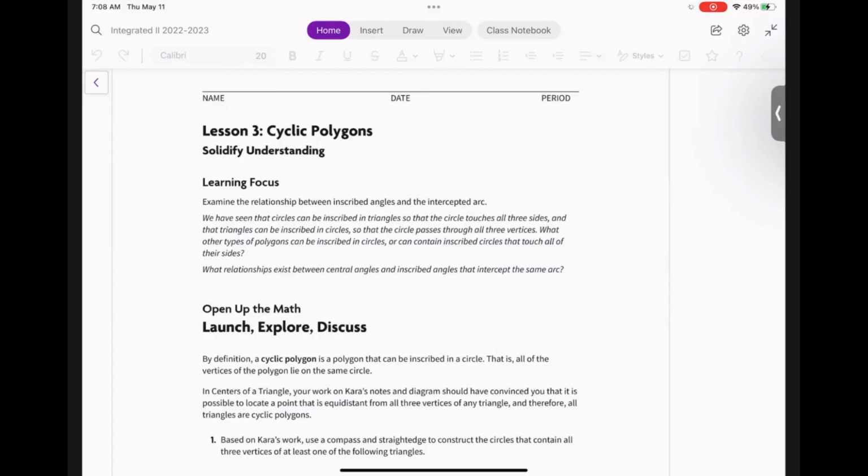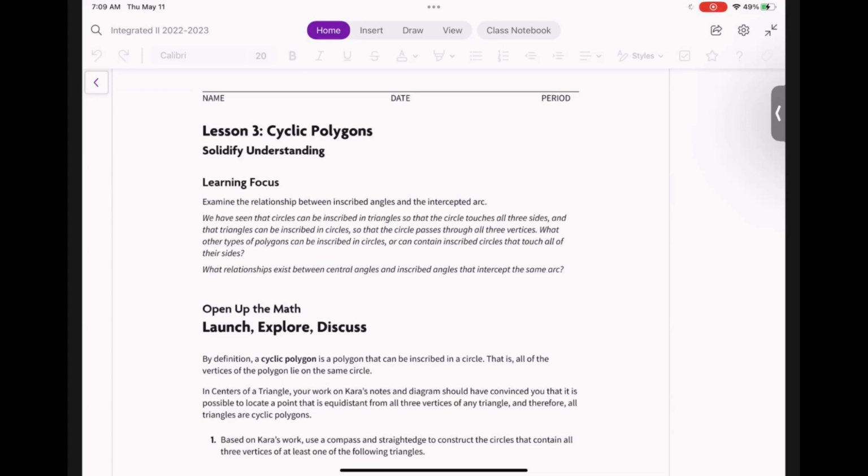We're going to be completing lesson 7.3, and it's called cyclic polygons. And we're going to be solidifying understanding, meaning we're going to build and develop some of that understanding. So today you're going to be able to examine the relationship between an inscribed angle and an intercepted arc. Okay, and if you don't remember what those things are, don't worry, I'm going to explain. But you can answer these questions as well.